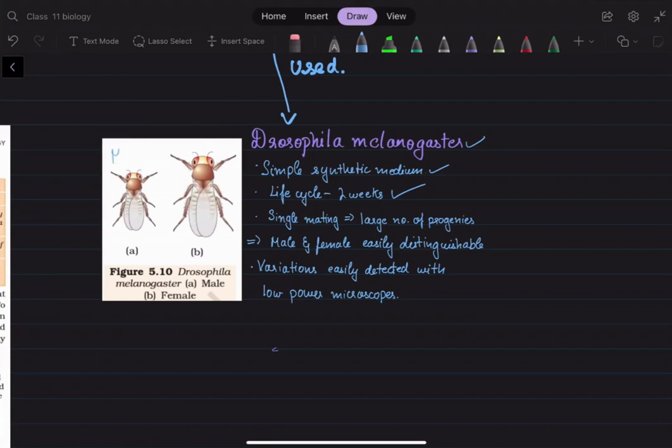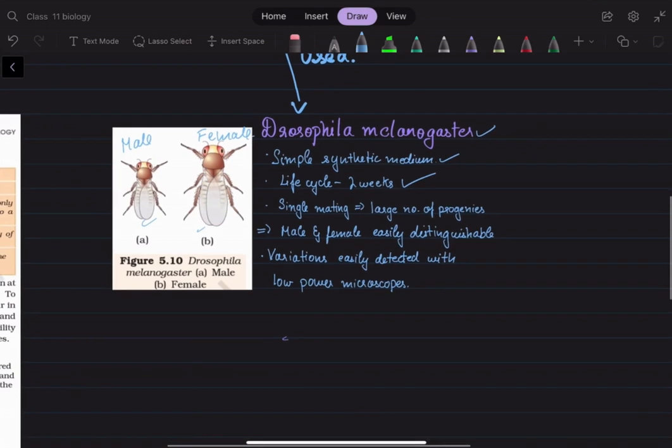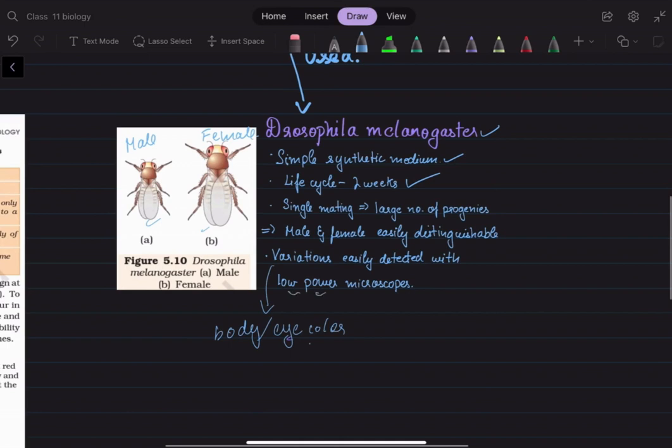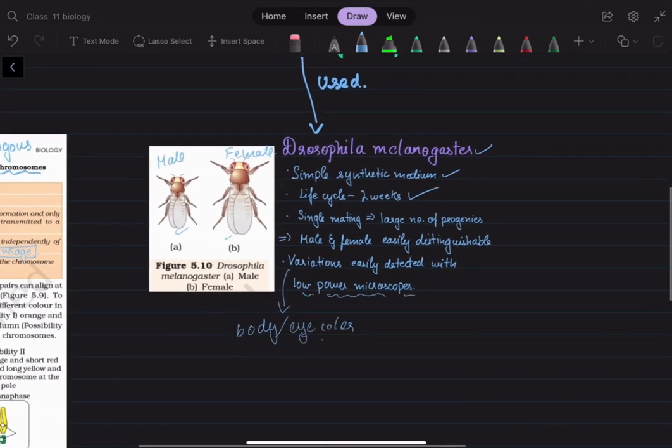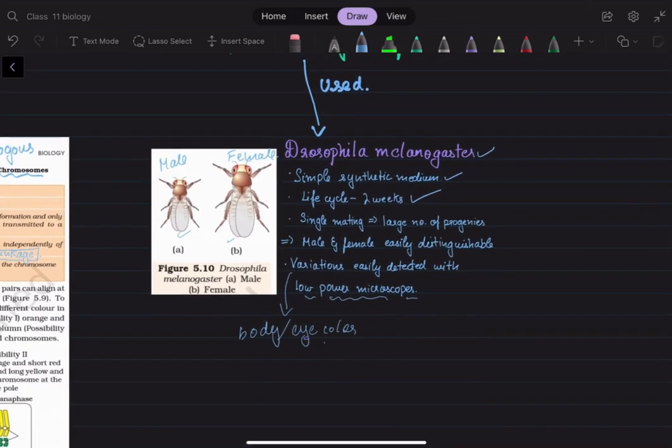Also the male and female, you can see here, this is the male and this is the female, were easily distinguishable because of their size. And the variations that we usually see, suppose the eye color or the body color, from red, white, or all those colors, could easily be seen with the help of low power microscopes. Not much equipment was required, so that is why they chose Drosophila melanogaster, that is the fruit fly.